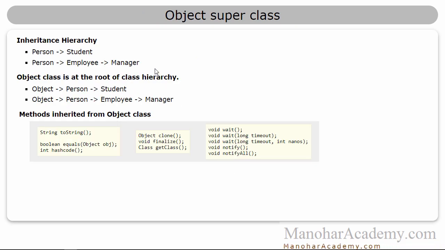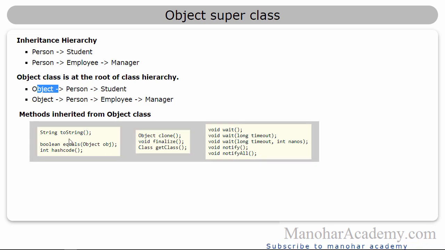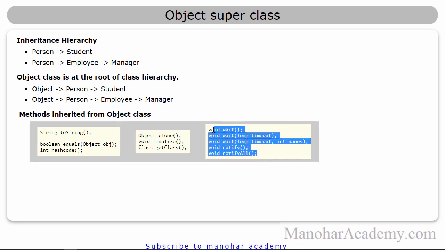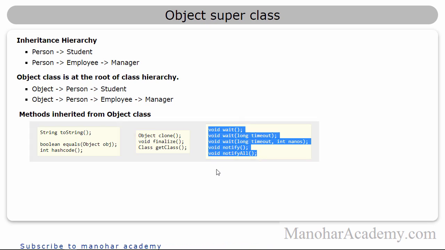Also, at the root of all the hierarchy lines, we have a superclass called Object. So every class that we are declaring or defining directly or indirectly inherits from the Object superclass. As a result, we are going to inherit all these methods. So every class is going to have all these methods, and the five methods wait, notify and notifyAll are used in concurrent programming.